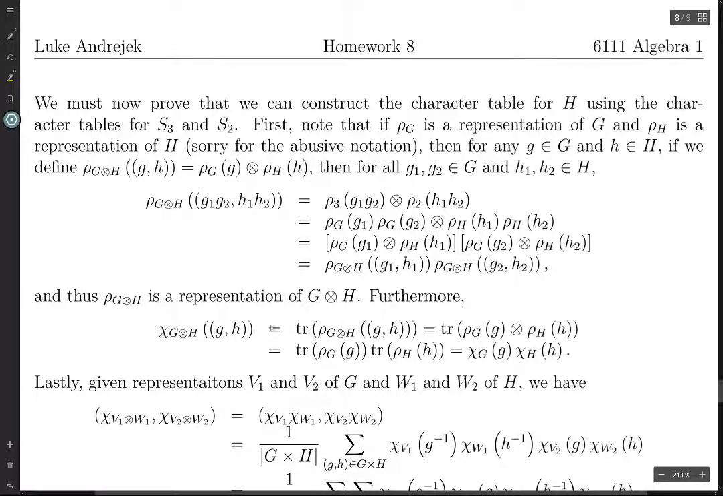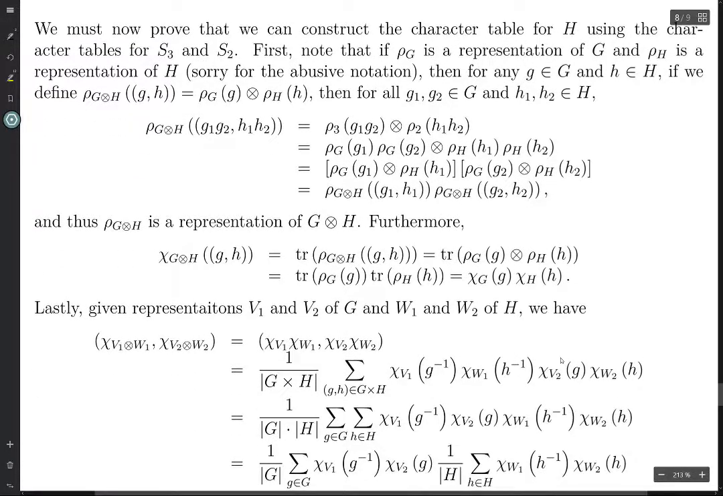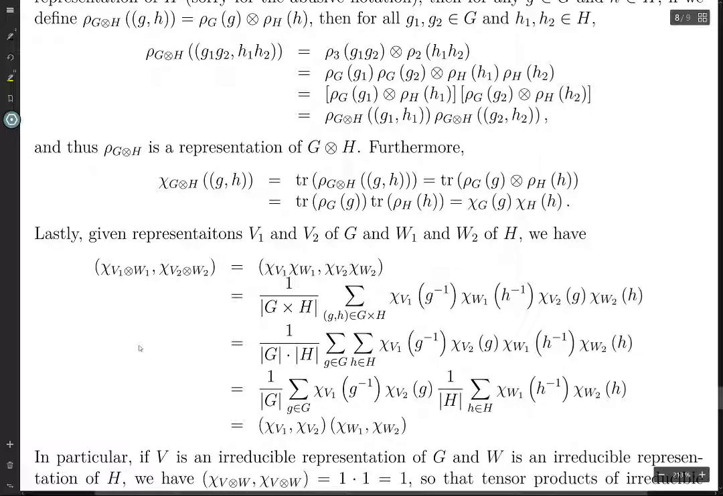And then also we want the character multiplicity to be the same. We want the character of the tensor product of the representations to be the product of the characters, and we just need to do this calculation to do that, but it's really straightforward. All right, and then what happens if you do this thing?